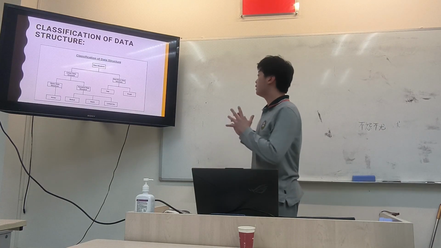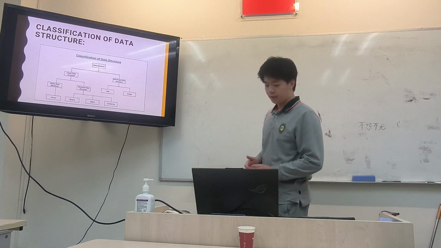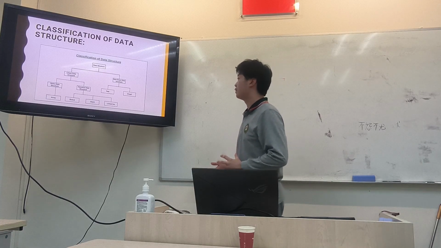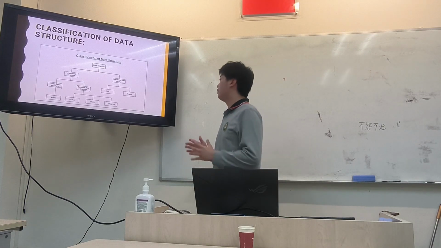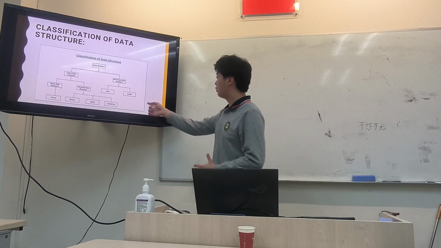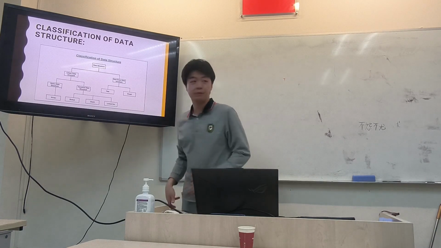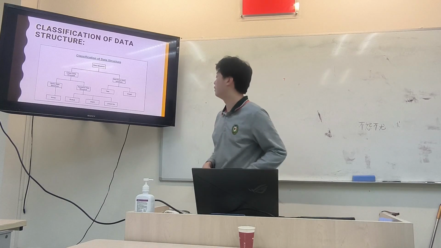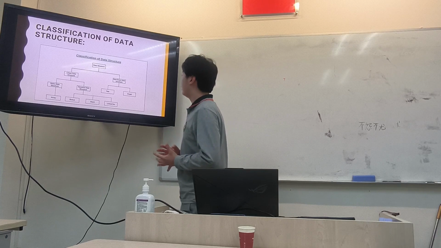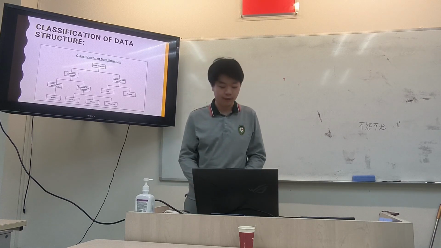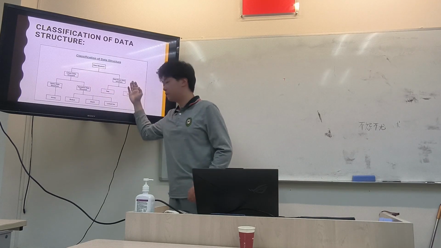So in this picture, it shows some commonly used data structures, and this is a classification of data structures. And the graph itself is a kind of data structure called a tree, which we will talk about maybe later. So you can see that data structures are mainly classified into two types: linear data structure and nonlinear data structure.